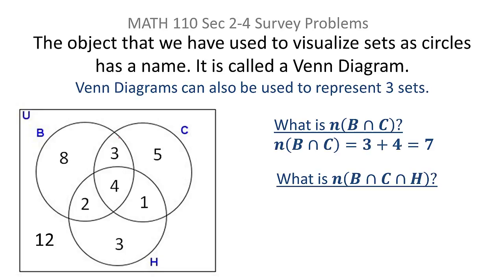What's the number of elements in B intersect C intersect H? Now this one you may have to think about a little bit, and what I would suggest is thinking about the overlap of 2 circles becoming now 3 circles. So what you're saying is, what are the elements that are in all 3? They're in B, and they're in C, and they're in H. And obviously, this region here is the only region that's a part of B, and a part of C, and a part of H. So the number of elements in B intersect C intersect H would be 4.